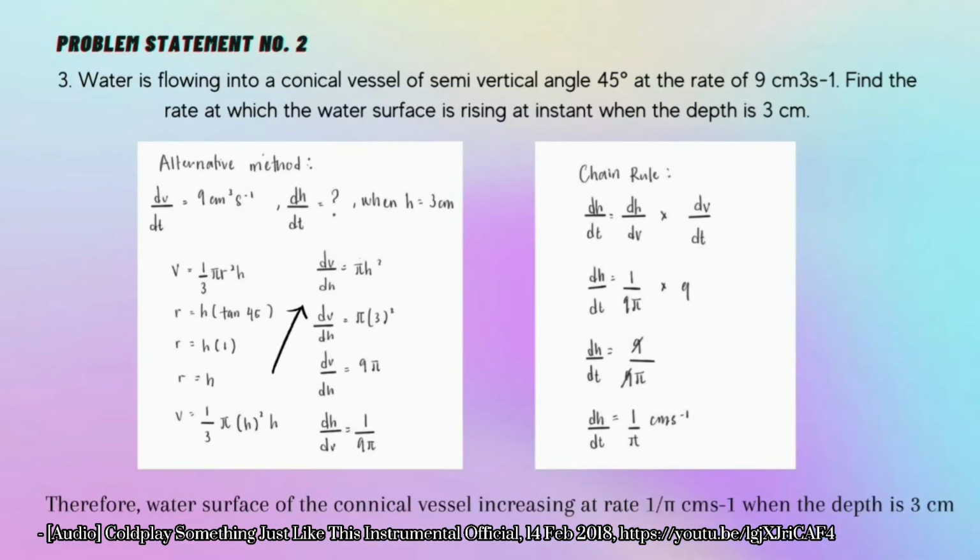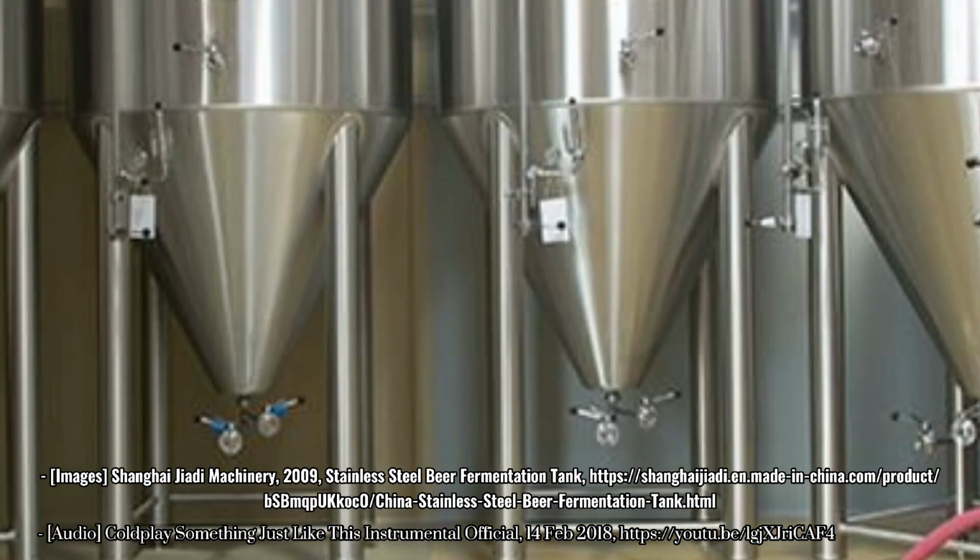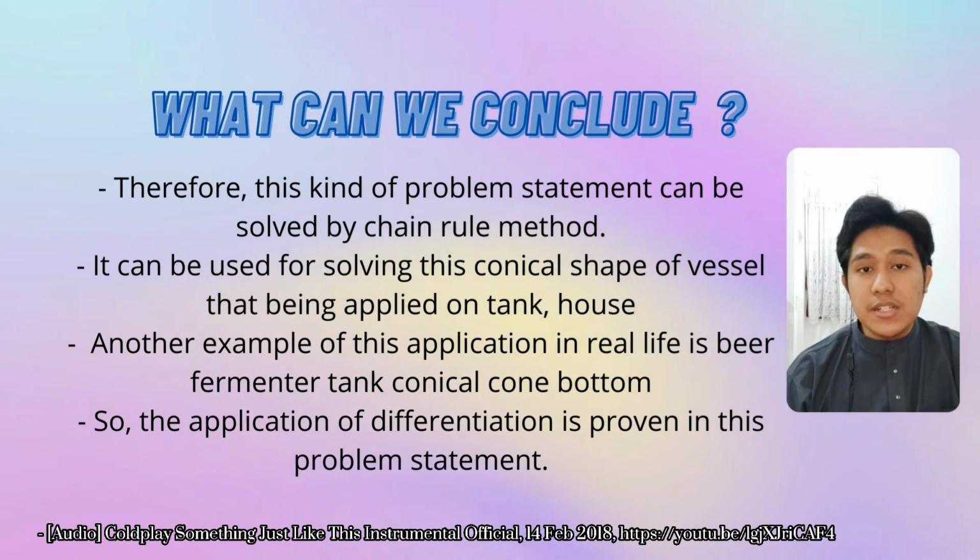depth is 3 centimeters. Therefore, this kind of problem statement can be solved by the chain rule method. It can be used for solving this conical shape of vessel that is applied in tank houses. Another example of this application in real life is the beer fermenter tank with a conical bottom. So the application of differentiation is proven in this problem statement.